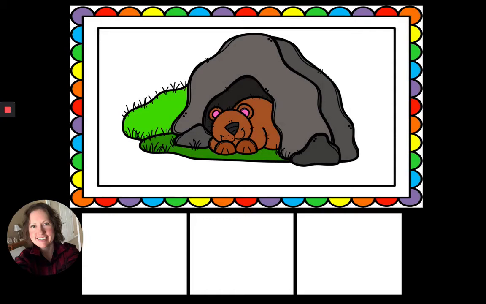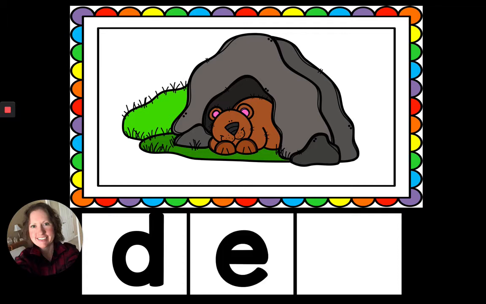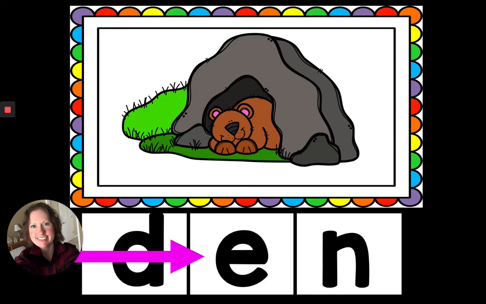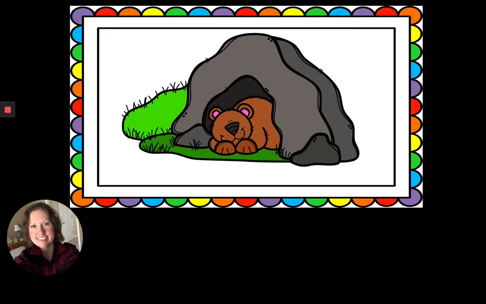Here we have a bear inside of his den. Let's break down the sounds that we hear in den. D, eh, n. Now let's put the letters that would match those sounds. D, eh, n. Den, den.